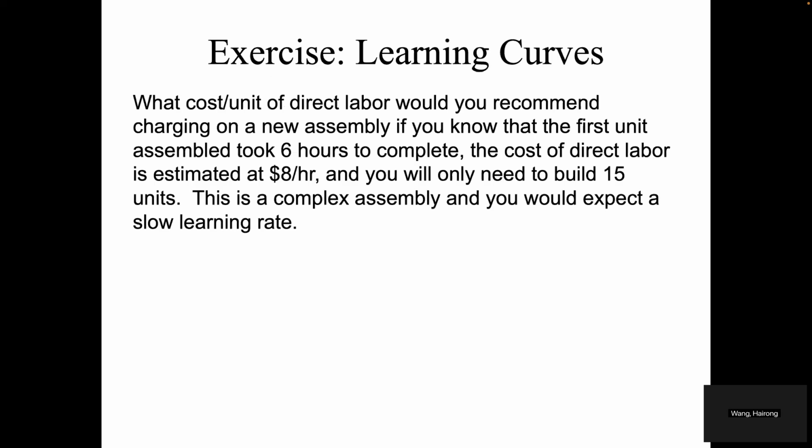Okay, here is an exercise to learn in detail how to use the learning rate. So what cost per unit of direct labor would you recommend charging on a new assembly if you know that the first unit assembled took 6 hours to complete? And the cost of the direct labor is estimated at $8 per hour, and you will only need to build 15 units. We assume that it is a complex assembly work, and you would expect a relatively slow learning rate.